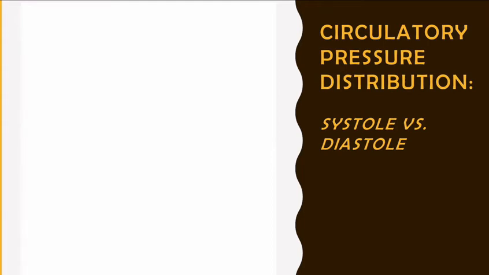So I would encourage you to just think for a second. When you take a peripheral blood pressure and you write down the number for systole and the number for diastole, what does each of those numbers mean to you? What specifically is systole telling you about the body, and what is diastole telling you about the body?